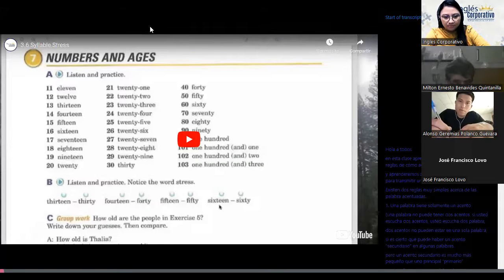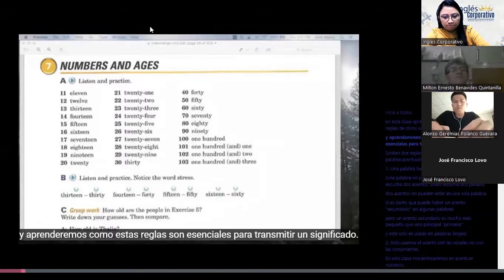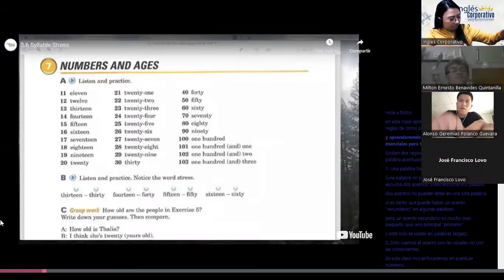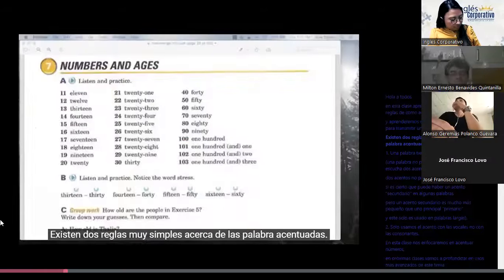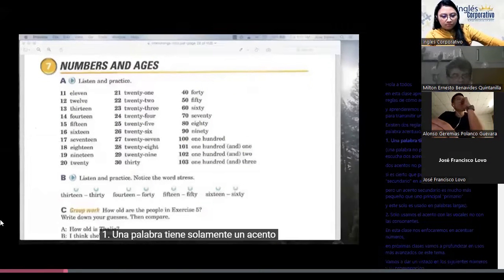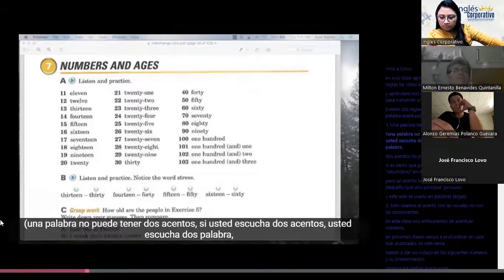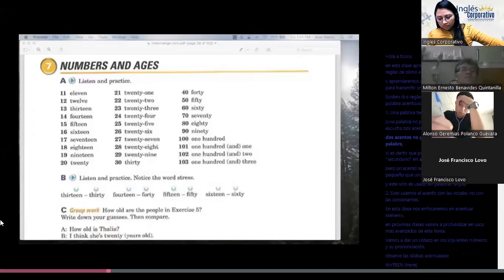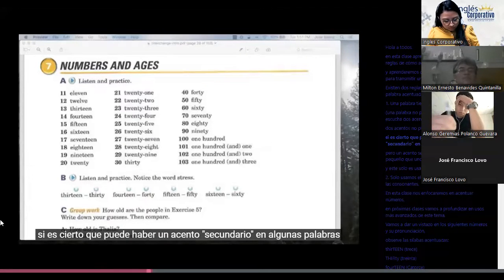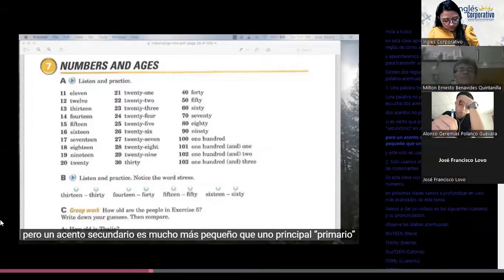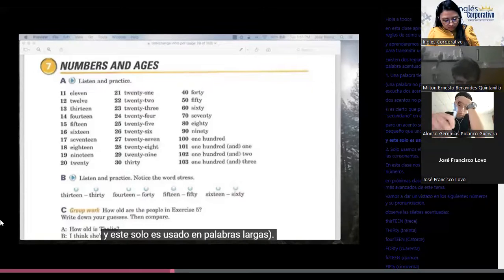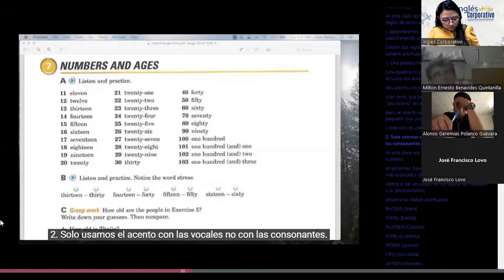Hi, everyone. In this class, you'll learn a few rules on how to stress syllables. And we will learn how these rules are essential in order to convey our meaning. There are two very simple rules about word stress. Number one, one word has only one stress. One word cannot have two stresses. If you hear two stresses, you heard two words. Two stresses cannot be one word. It is true that there can be a secondary stress in some words, but a secondary stress is much smaller than the main primary stress and is only used in long words. Number two, we can only stress vowels, not consonants.